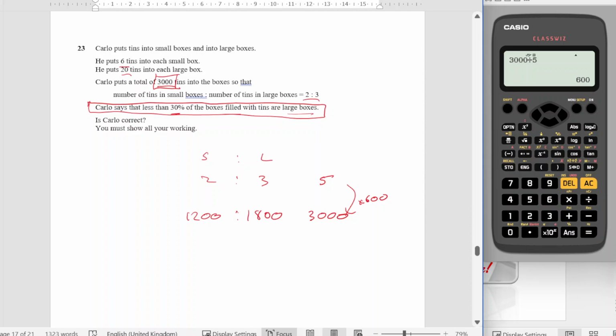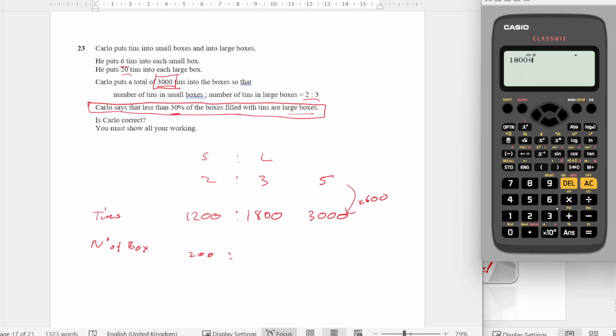We can then work out the number of boxes. So that is tins. Now if we do number of boxes, I would need to divide the small one by 6. So we have got 300 small boxes, and we need to divide the larger one by 20, which would give us 1,200 divided by 20, 60. Let me just double check that in my head.